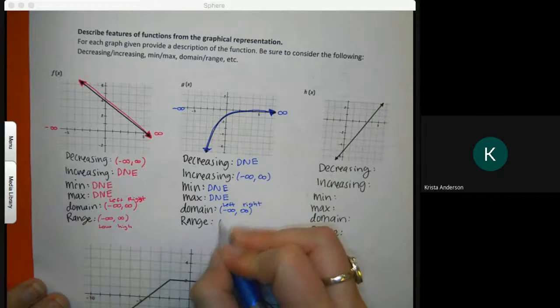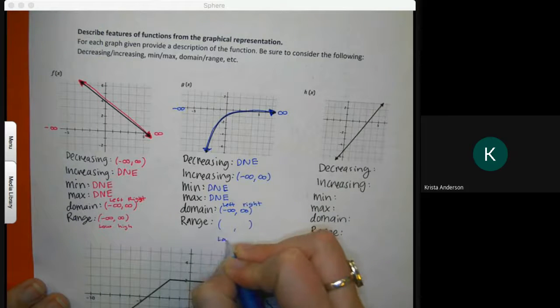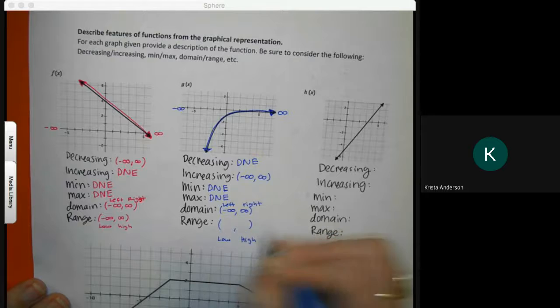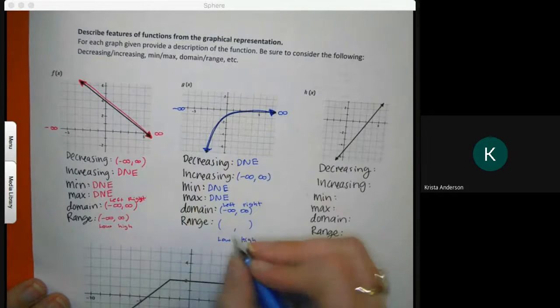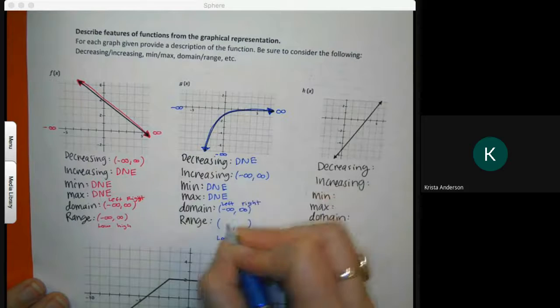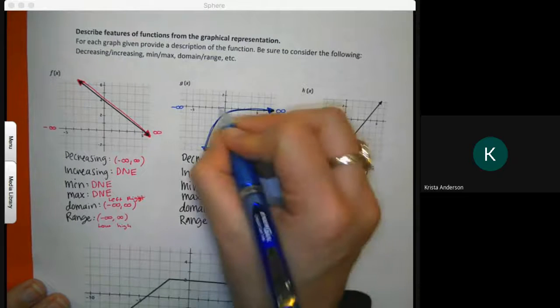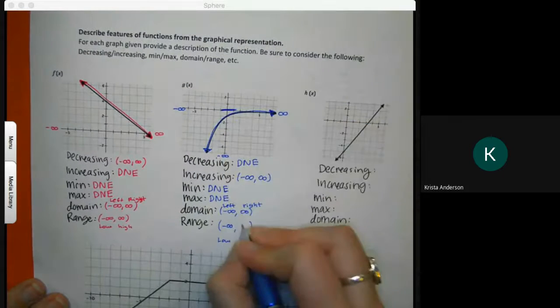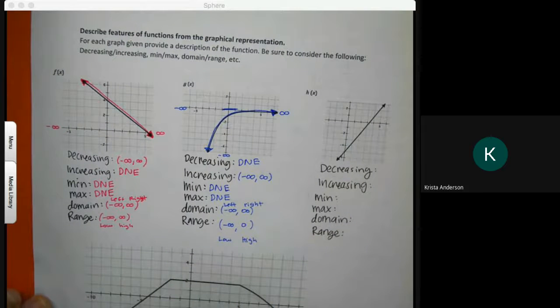Then I will do low to high. My lowest value is an arrow, so it'll be negative infinity. On this one, it flattens out though at 0, so it won't go above 0.